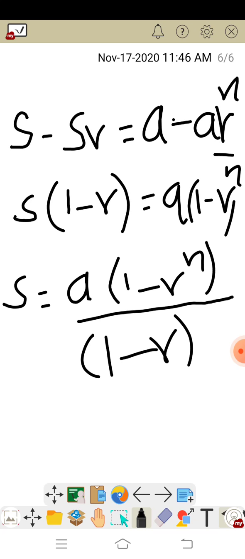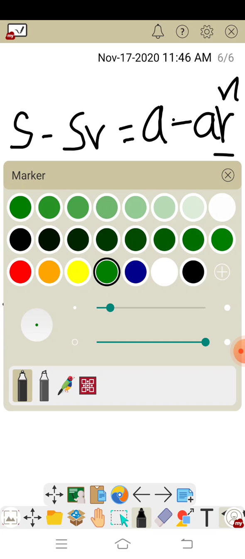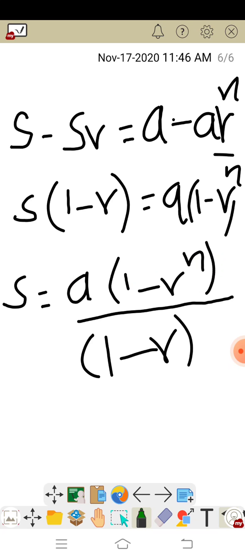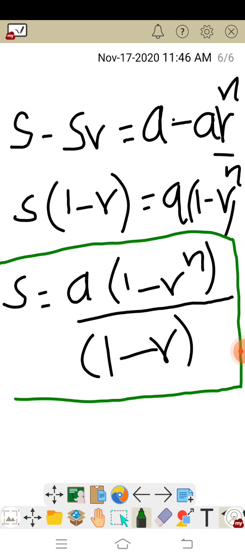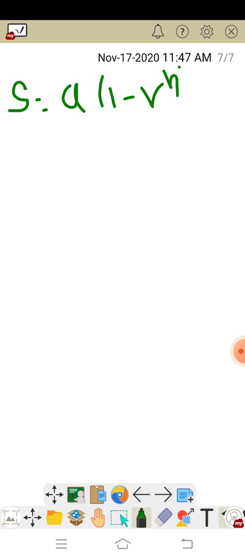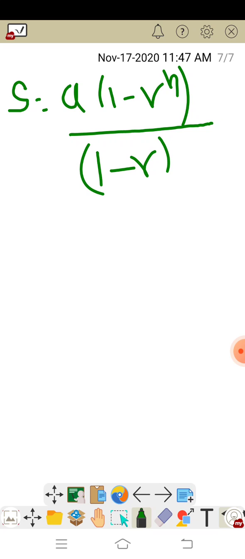So this is a thing, right? You can remember forever, the sum of terms in any geometric progression is S = a(1 - r^n)/(1 - r). This is possible when 1 is greater than r.